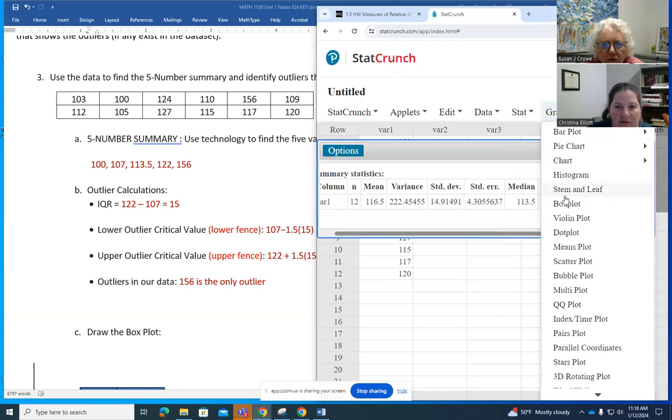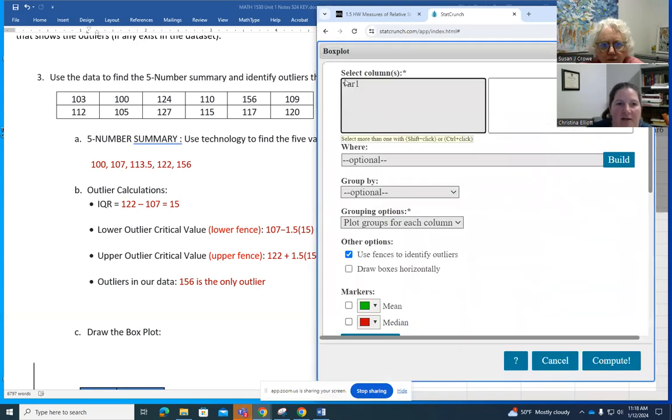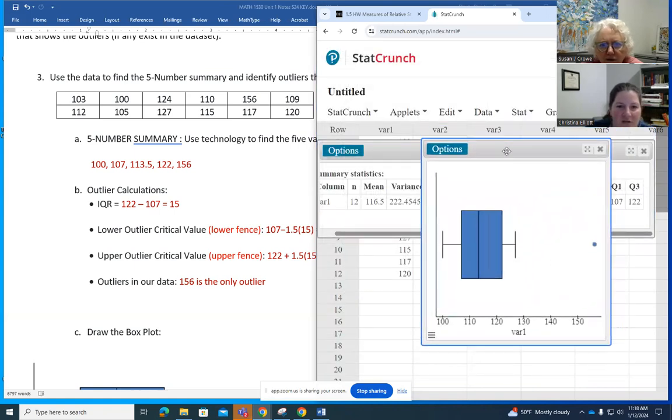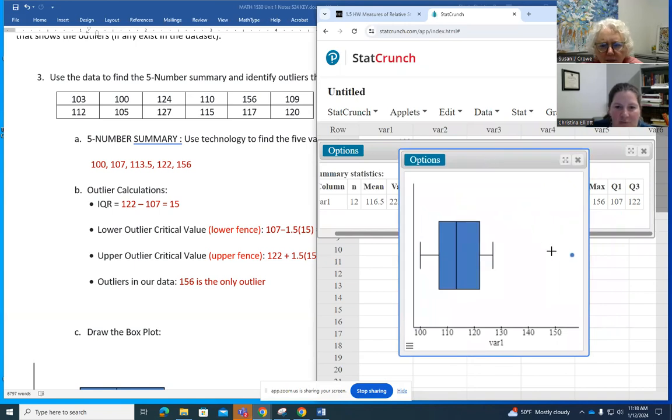If I go to graph and box plot, again, select my column. Now I'm going to keep this box checked that says use fences to identify outliers. I also like to draw the boxes horizontally, so I'm just going to click. I don't like that vertical is the default, but okay. So now I have this box plot and I can see I have one outlier over here. And it's that value of 156. That is quite the outlier.